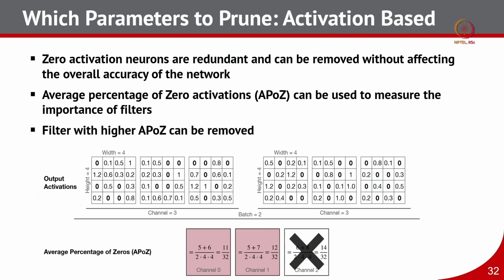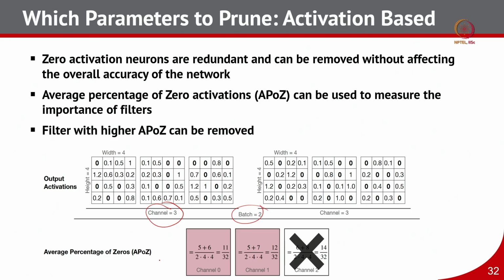This particular technique can be done by computing the average percentage of zero activations, APoZ, which is used to measure the importance of filters. The filter with higher APoZ can be removed. So let us say we have 3 channels and a batch of 2 inputs, right. When I say 3 channels, that means we have 3 output channels. Remember, 3 output channels correspond to 3 filters in the convolutional layer, right. Now as you can see, we are computing the average percentage of zeros.